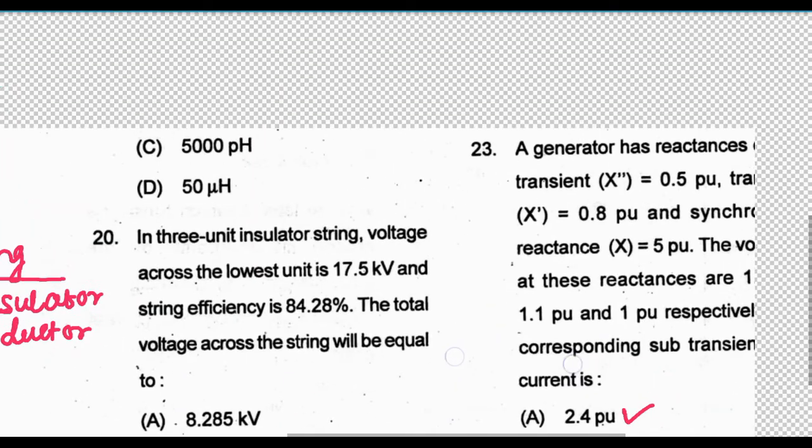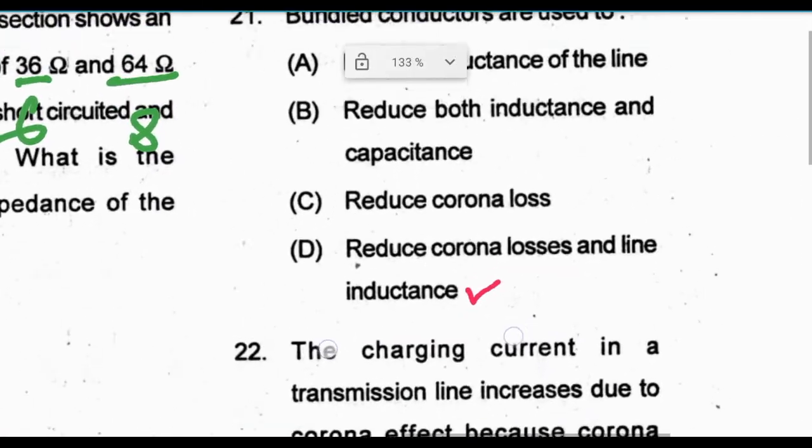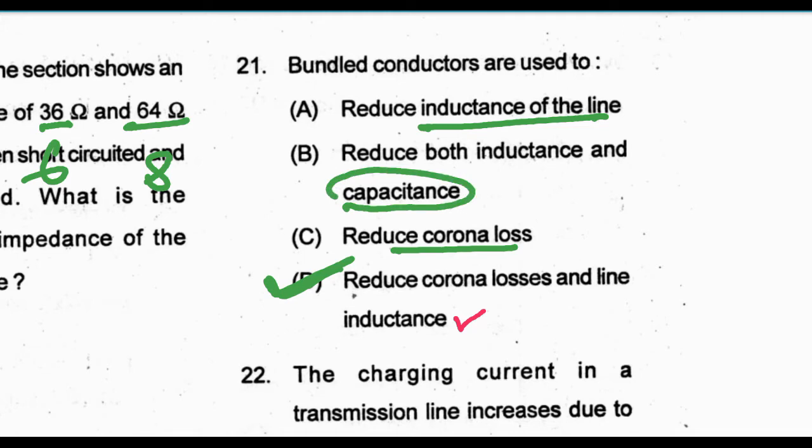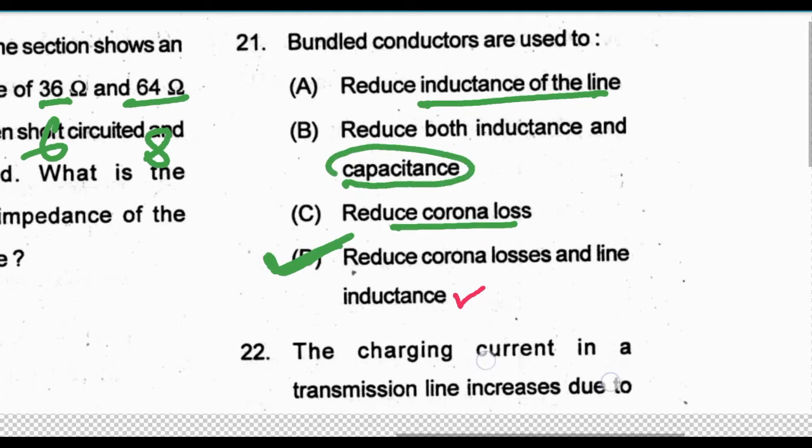Next question, question number 21. Bundled conductors are used to: option A, reduce inductance of the line; option B, reduce both inductance and capacitance; option C, reduce corona loss; option D, reduce corona losses and the line inductance. Option D is the correct answer, because it reduces corona loss, which is correct, and reduces inductance of the line, which is correct. As both are given in option D, it is the correct answer. Bundled conductors do not reduce the capacitance of the line, but increase it.